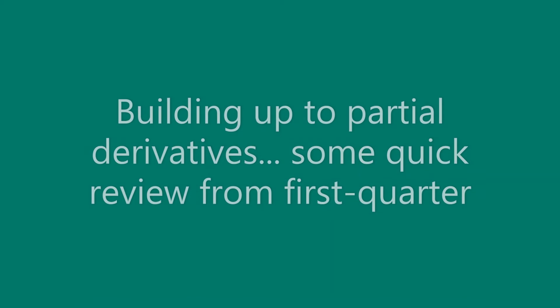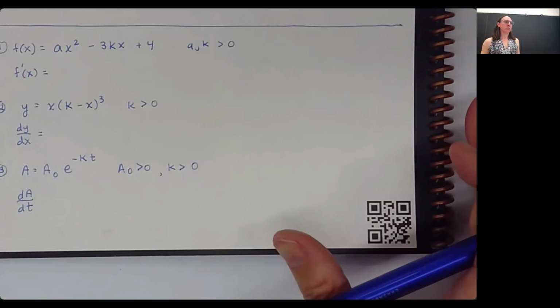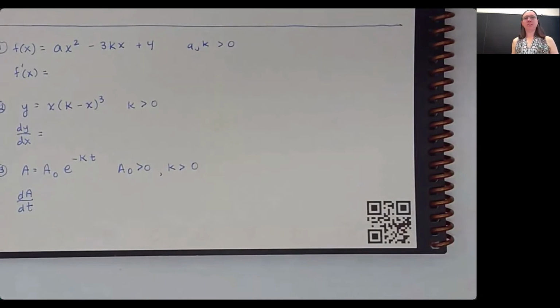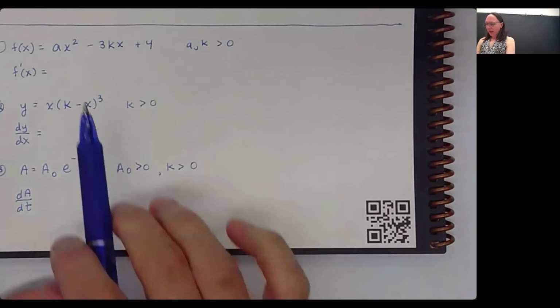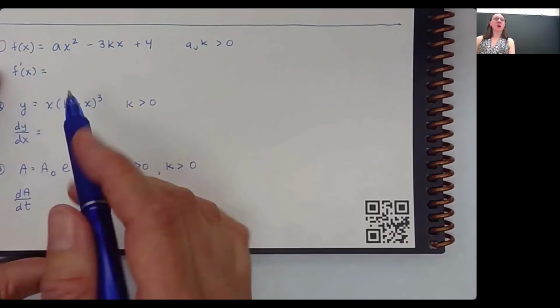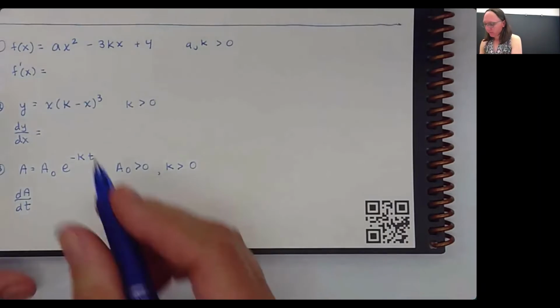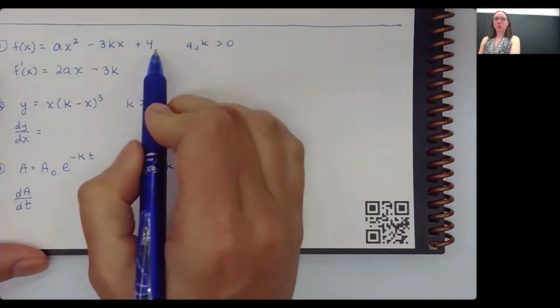So there's two. Fit the first three on here. Let's do the first three real quick. For that first one, I tried to use all the different possible notations that we might see that are telling us to take derivatives, again, just as a reminder. If a and k are both positive constants, then they're just coming along for the ride when I take this derivative. So I'd have 2ax minus 3k, and then the derivative of 4 would be 0.